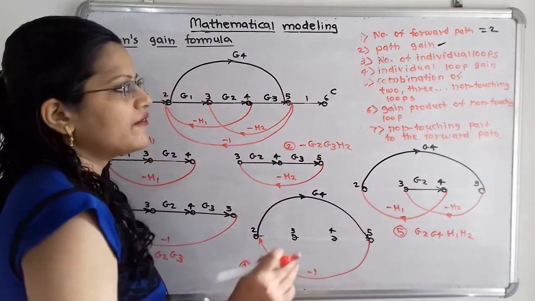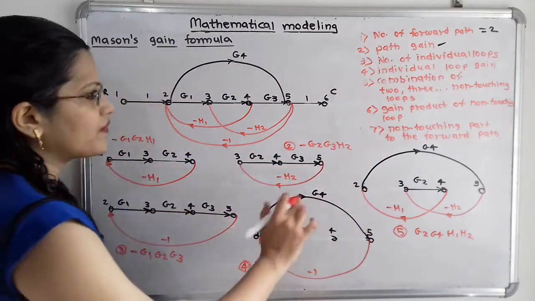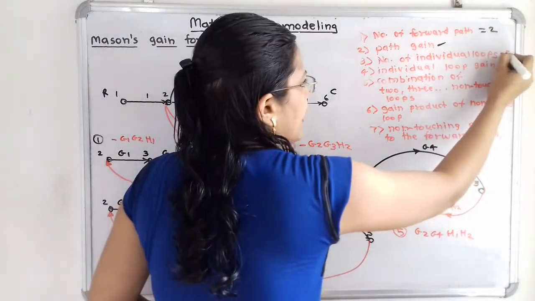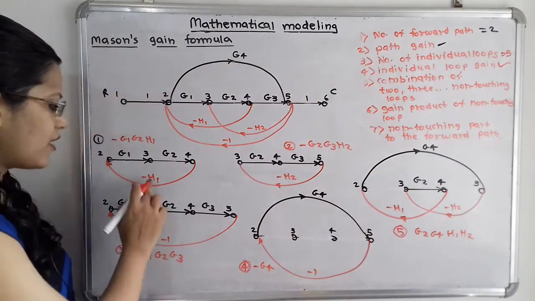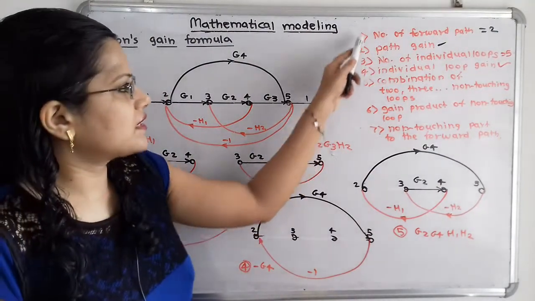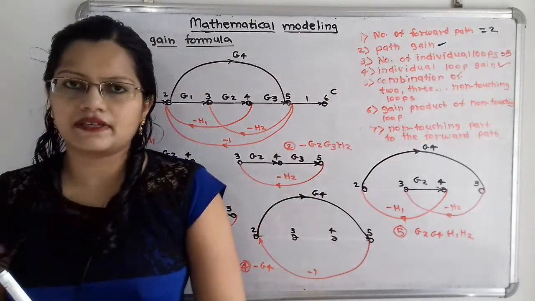So in this way, if we observe these points, number of individual loops is equal to 5 and individual loop gain. So these are the loop gains that I have written. So these 2 points, that is total 4 points are getting completed.